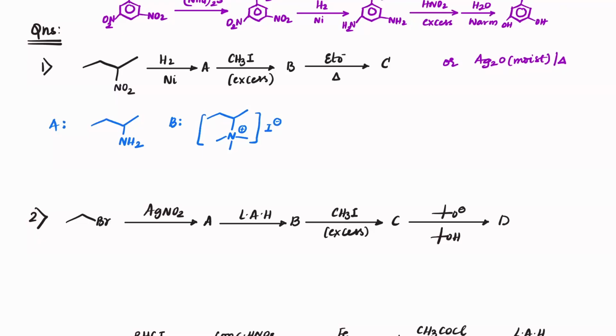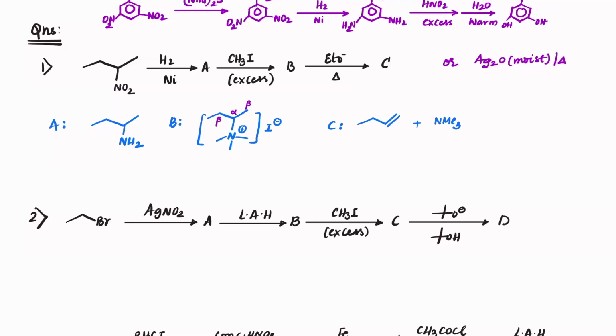In case I use something like EtO minus here, correct, then I would be able to make an elimination here via E2. In the E2 elimination, you will get alpha and beta hydrogens. Usually NR3 is a very bad leaving group, so it will favor the Hofmann product. Hence, compound C will be the Hofmann product. So, I'll get a double bond here plus N trimethyl here.